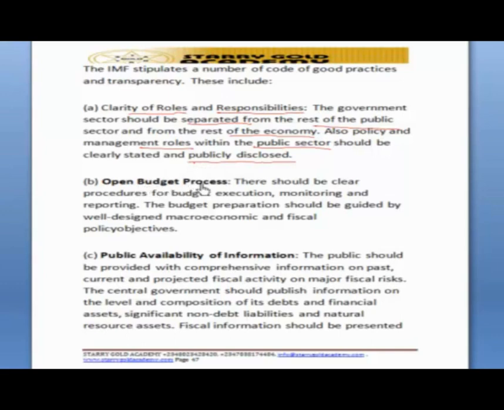2. Open budget process. Adoption of an open budget process. There should be clear procedures for budget execution, monitoring, and reporting. The budget preparation should be guided by well-designed macroeconomic and fiscal policy objectives. And it is by this that some of these malpractices or corrupt practices can be mitigated.